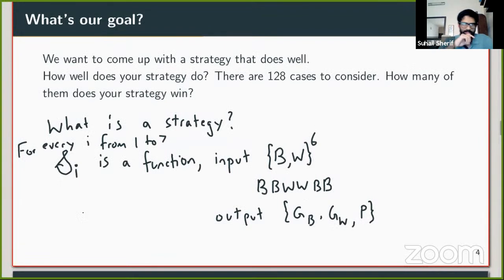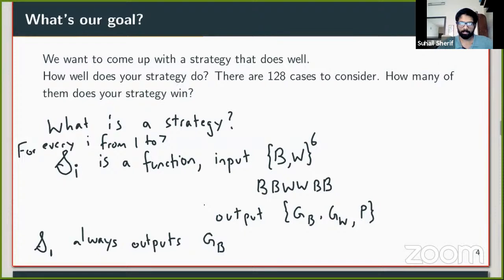So let's look at an example strategy. Suppose S1's strategy. S1 is somebody who really likes black hats. Very understandable. Black hats are very classy. So S1 just always outputs guess black. Can anyone tell me in how many of these cases S1 will be correct, and in how many of these cases S1 will be wrong?